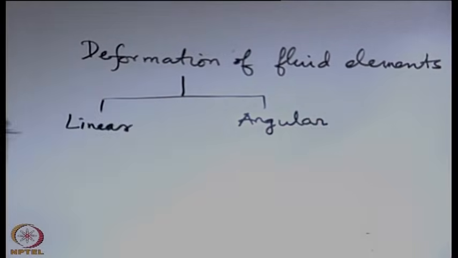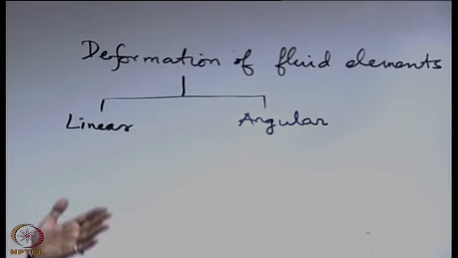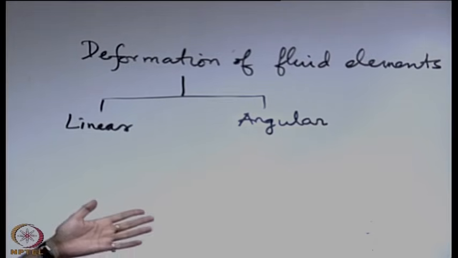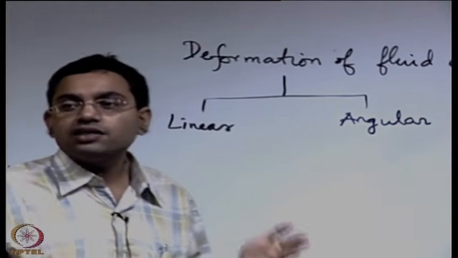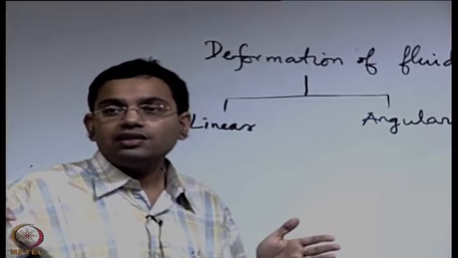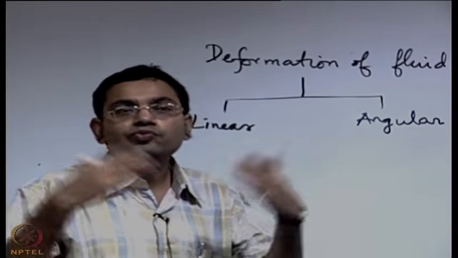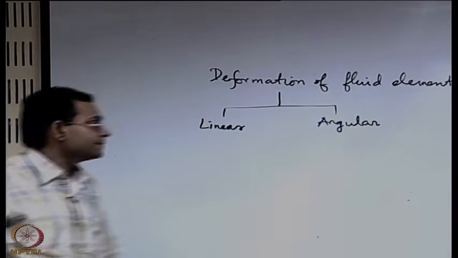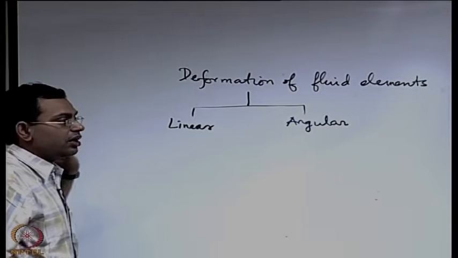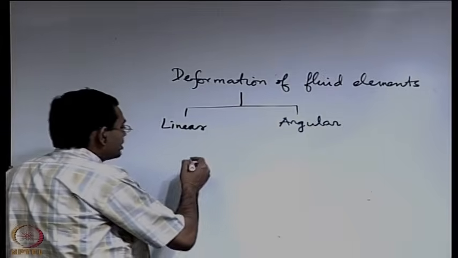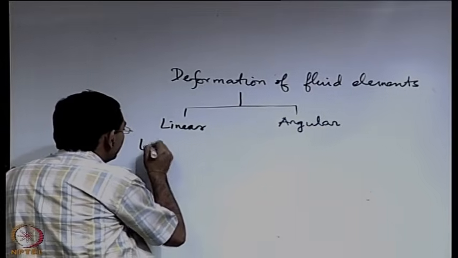When we talk about the linear deformation, it may eventually give rise to a change in volume of the fluid element also, because if you have a length element and the length element gets changed, a volume element comprises several such length elements. So if a linear dimension gets changed, the volume is also likely to get changed. Initially we will think of how we can estimate the linear deformation. So we will start with the linear deformation.